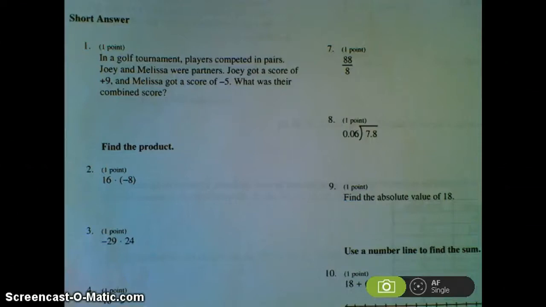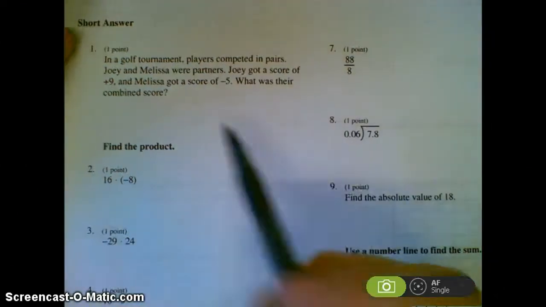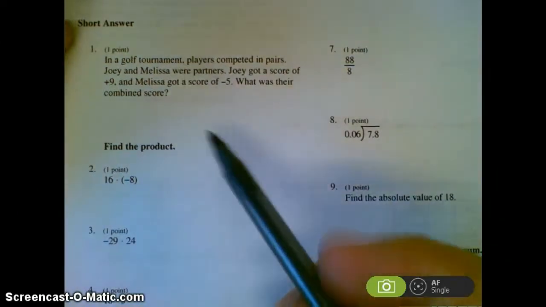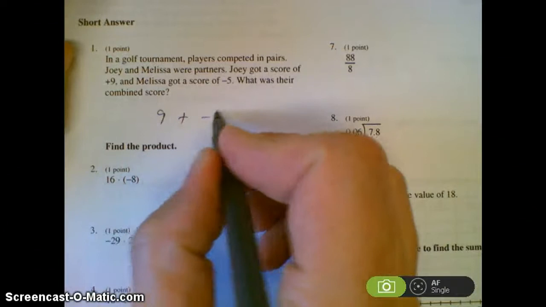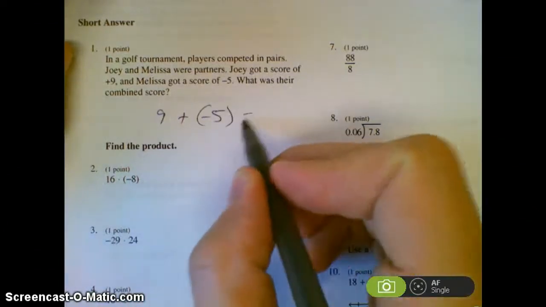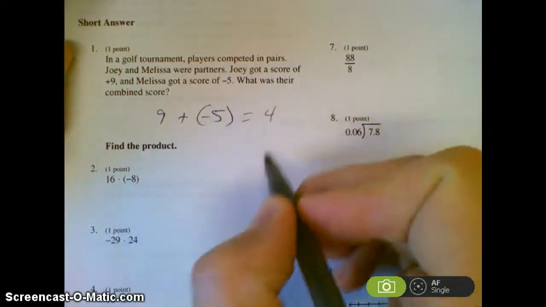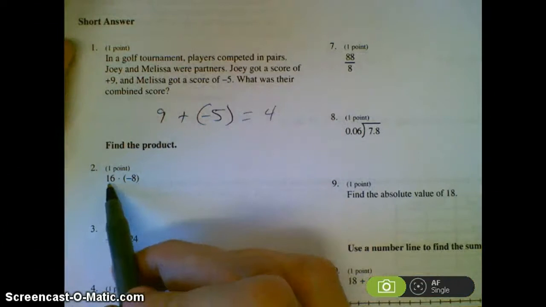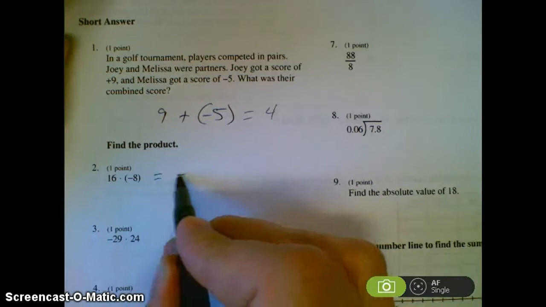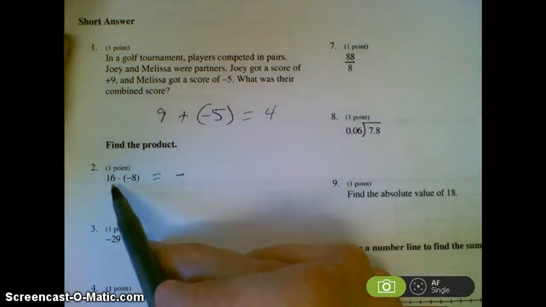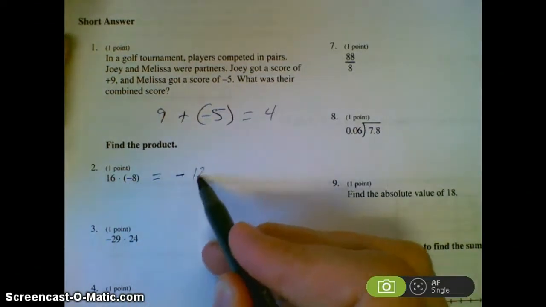Okay, here are the answers that we didn't get to in class on our Chapter 1 practice test. I'm going to try to go fast here. For problem 1, we've got a positive 9 plus a negative 5, so that's going to give us a positive 4. For number 2, the rule is if you're multiplying two terms with different signs, you're going to end up with a negative. So I know my answer's got to be negative, and 16 times 8 is 128.